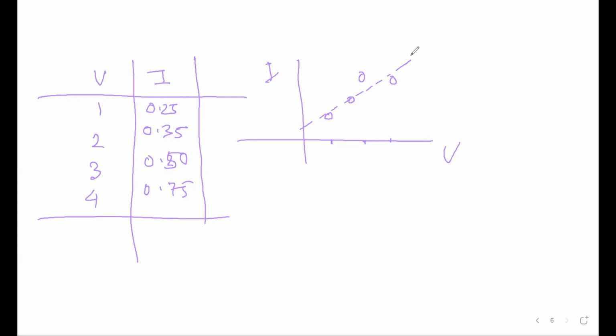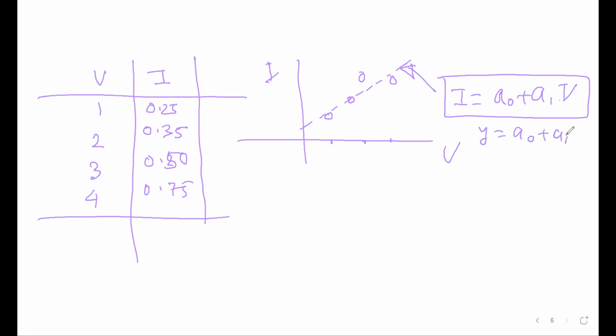So in this case, we do not know actually what the parameters of this straight line will be. The equation is V equal to a constant A0 plus a constant A1 into I. Is it reversed? The general form is y equal to A0 plus A1 x, isn't it? Yes, sir.